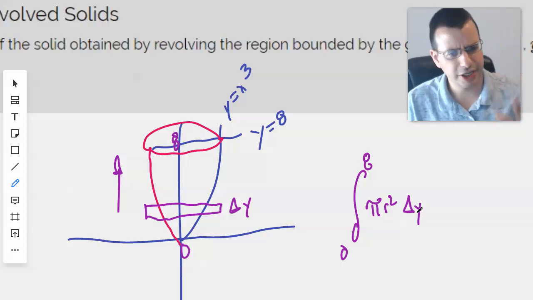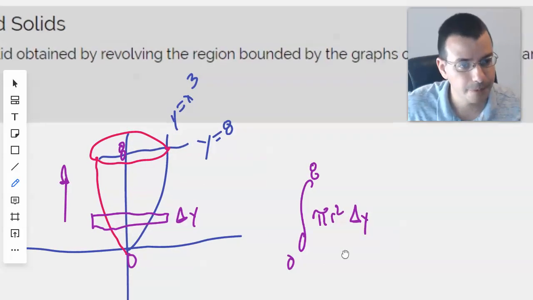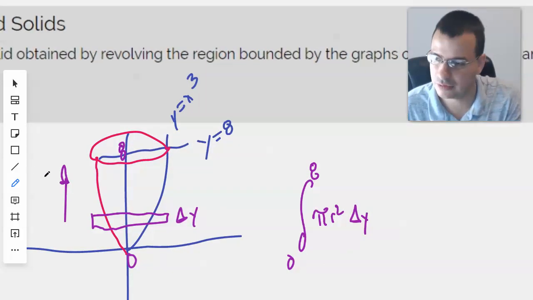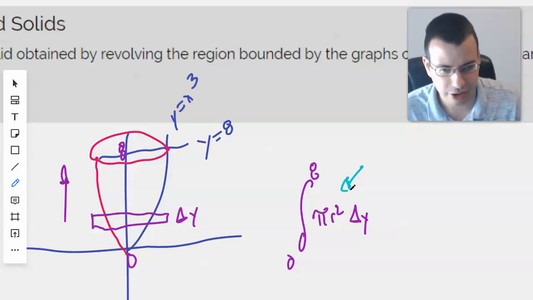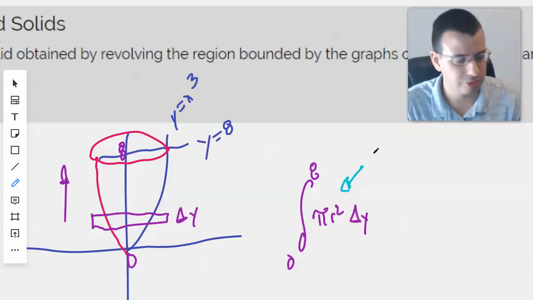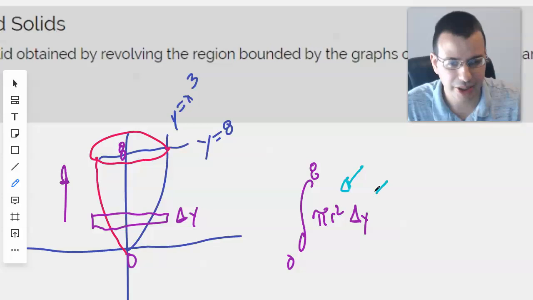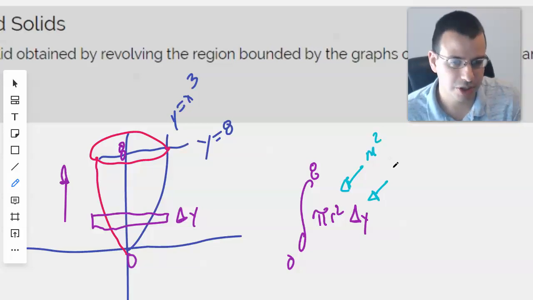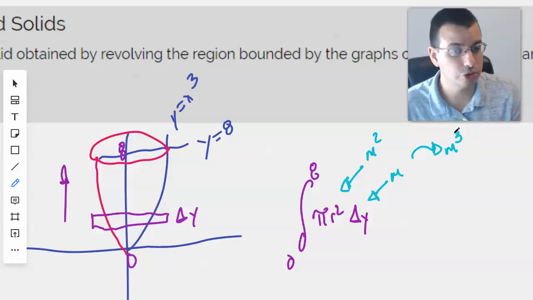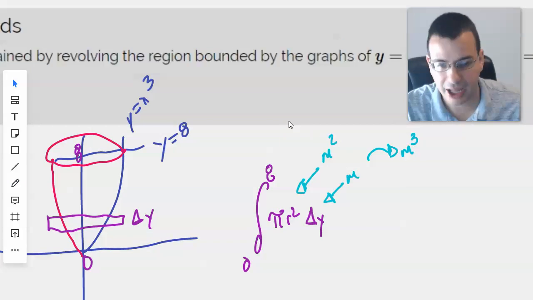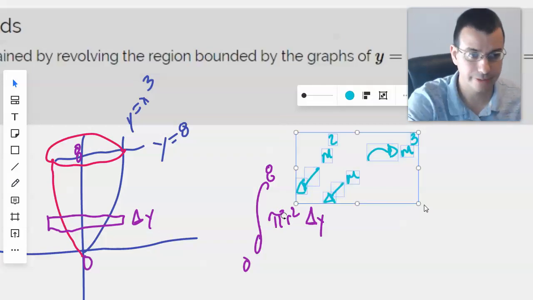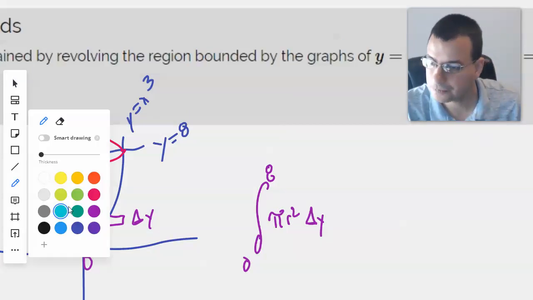And it's always kind of a good idea to look at this and make sure this is actually a volume. So you should have 3 elements of dimension. So you have r, which is a length, and r squared, so that's a length squared. And then you're multiplying that by delta y, which is also a length. So if this was measured in meters, you'd have a meter squared times a meter. That would give you meters cubed, which is a volume, which is nice. And so if you get something that's not a volume, then you're probably doing it wrong.